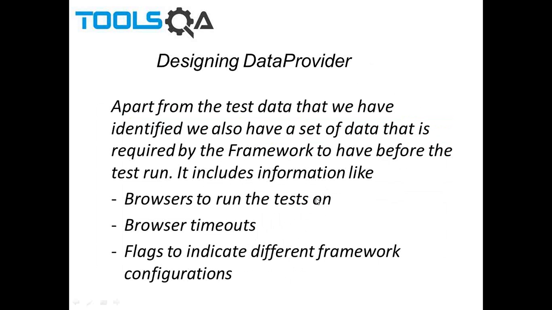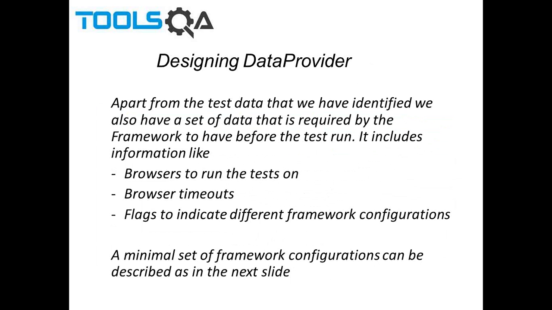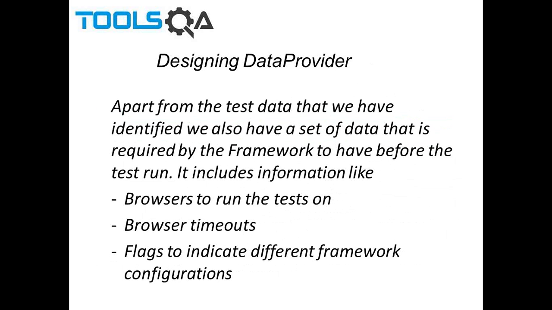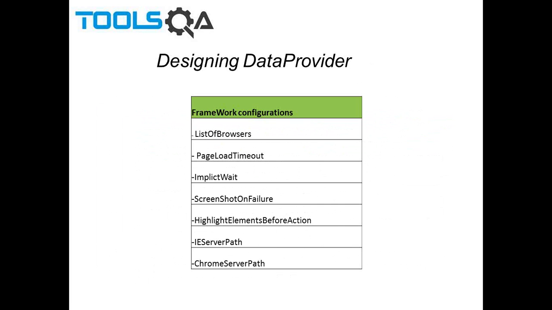Let us move on to the next part, where we will talk about, apart from test data, we need certain things which a framework requires. For example, list of browsers, browser timeouts, flag to indicate different framework configurations. So right now you might not be able to completely understand it, but if you look at this slide you would understand it. Now framework configurations are like list of browsers. I should have a way to get the list of browsers on which our test will run.